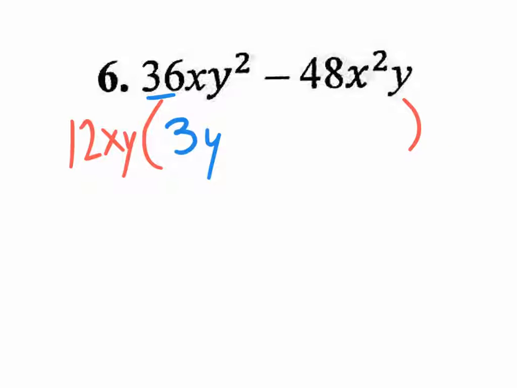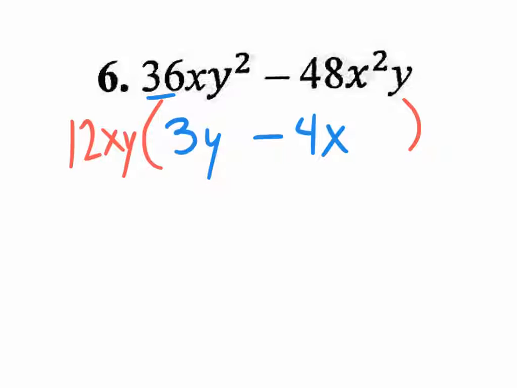And then how am I going to get from 12 times what to give me a minus 48? 12 times what? Minus 4, correct? And of course, we have an x here, but we need to multiply it by what to get an x squared? An x. And the y, well, if that y is there, it'll be right there. We're good. So that's the factored form for number 6.